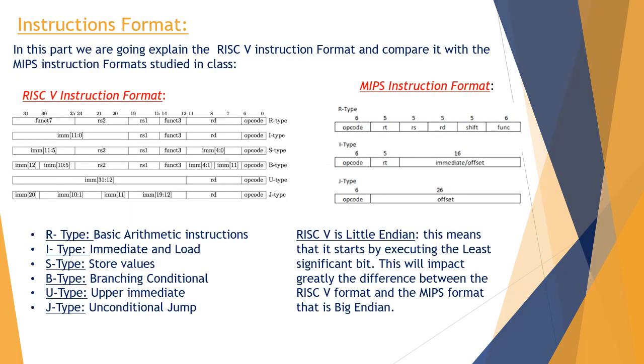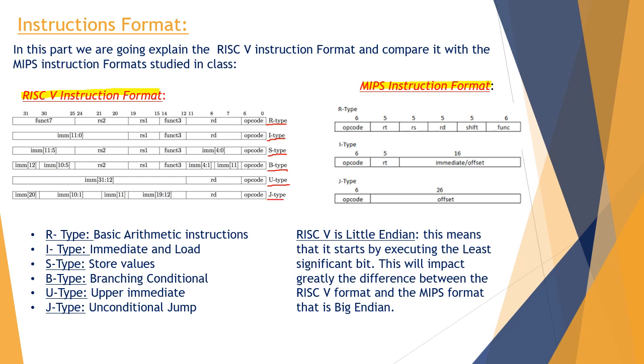Instruction format. First of all, we're going to talk about the RISC-V instruction format and then compare it to the MIPS instruction format that you already studied in class. It is important to note that in the RISC-V instruction format there are 6 types. The R type for basic arithmetic instructions, the I type for immediate and load, the S type to store values, the B type for branching conditional, the U type for upper immediate, and the J type for an unconditional jump.